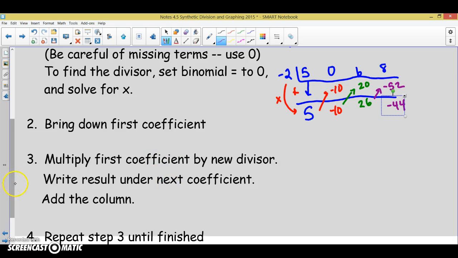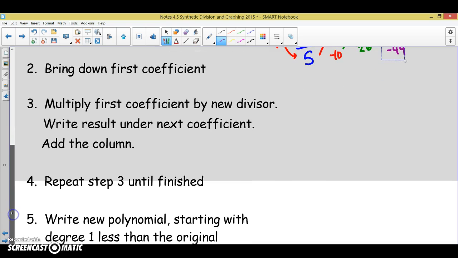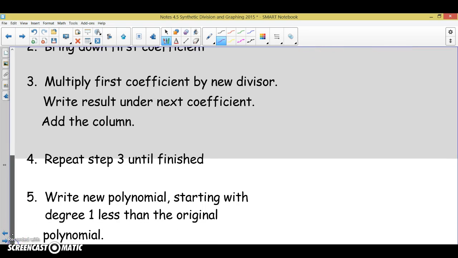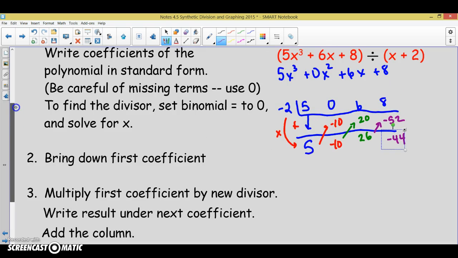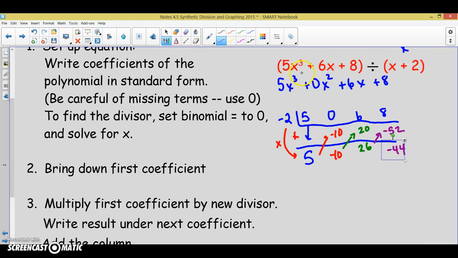So now when we write our answer, we're going to write a new polynomial. When we start with our variables, the exponent, we're going to start with a degree 1 less than the original polynomial. So if we look back up at our original, it started with x cubed. So when we rewrite our answer, we start with this coefficient here, the 5. The degree is 1 less, so it's going to be 5x squared minus 10x plus 26.